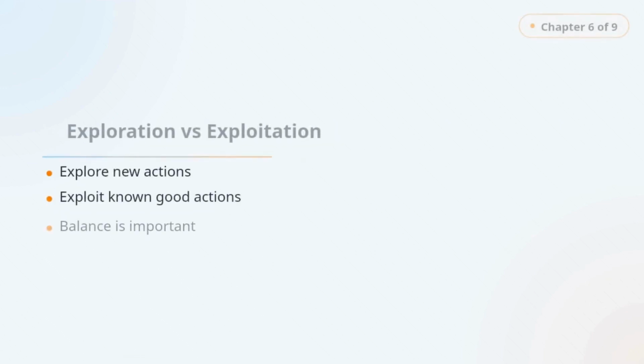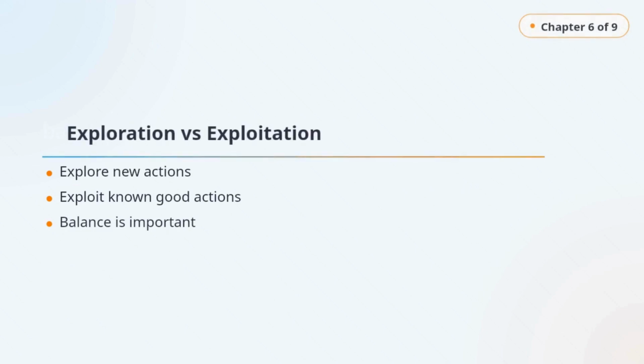One of the biggest ideas in reinforcement learning is the balance between exploration and exploitation. Exploration means trying new actions to discover better possibilities. Exploitation means choosing actions that already seem to work well. If the agent only exploits, it may miss better options. If it only explores, it may never settle on a strong strategy. So the balance matters a lot.